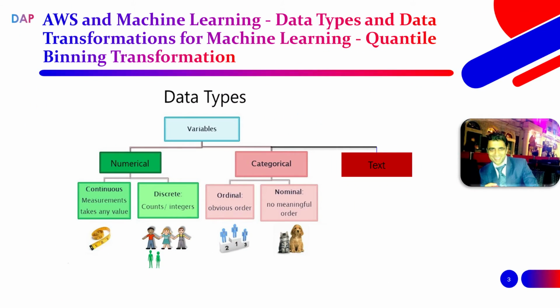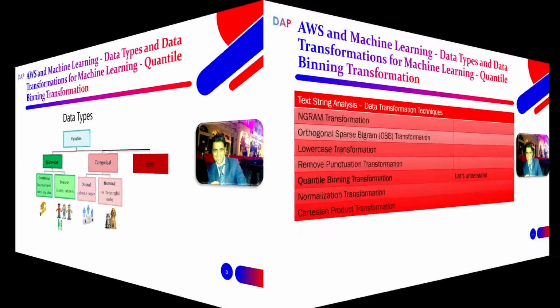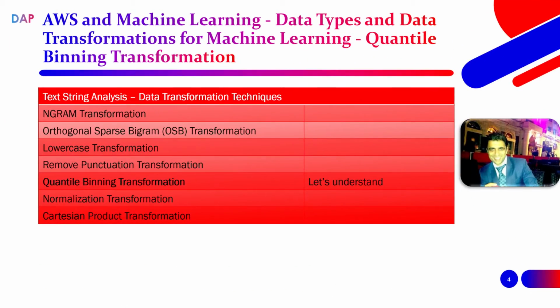Just to recap, we are trying to understand what kind of data types we might be encountering. We talked about how we might encounter numeric, categorical, and text variables, and we are trying to understand how we could deal with them, manipulate and manage them, so that we have the right inputs for our model, which would make sense and help us predict good insights out of it.